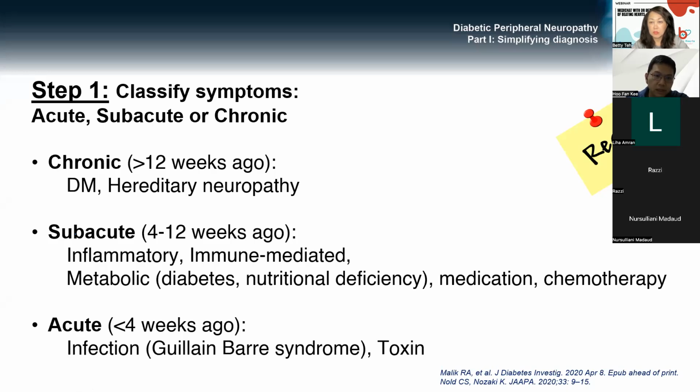Of course, toxins. Then subacute, if the patient presented with symptoms of duration 4 to 12 weeks, the causes are inflammatory, immune-mediated, metabolic causes like diabetes, usually with a duration of at least 4 weeks, nutritional deficiency, medication, and chemotherapy. If the patient presented with chronic, of course, diabetes mellitus is a very common cause, and we cannot forget the possibility of hereditary neuropathies, for example, Charcot-Marie-Tooth disease.